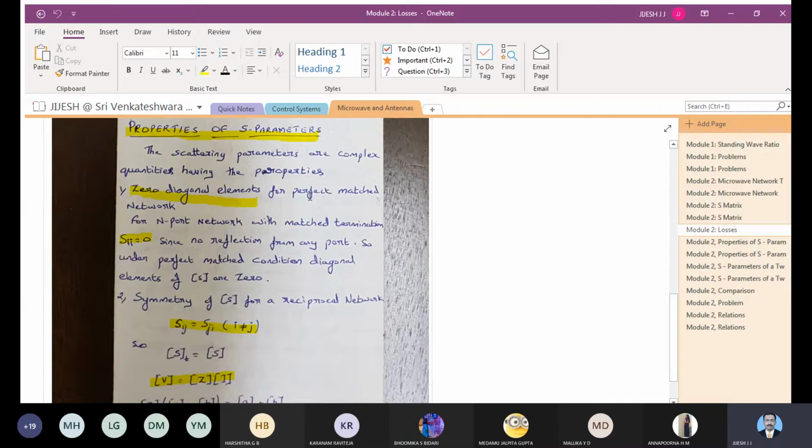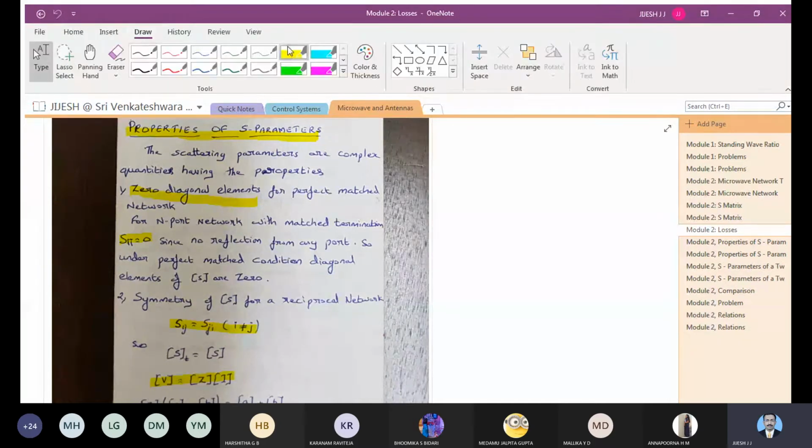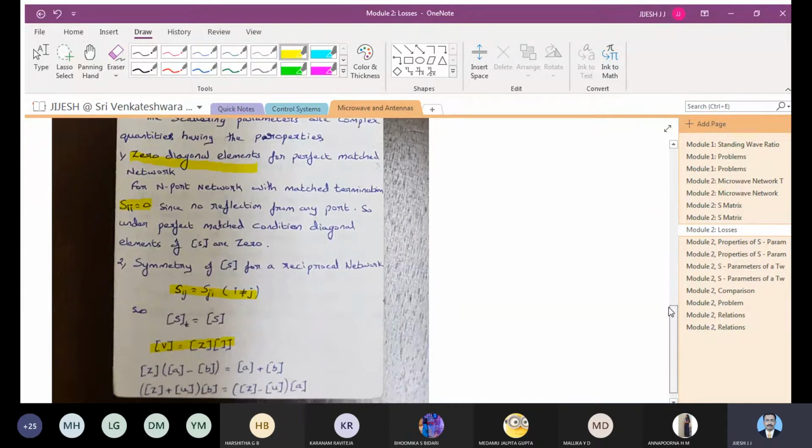The first property is zero diagonal elements. We have already discussed those things in the previous class. You know that wherever the diagonal elements are there, it is taken to be zero. All the diagonal elements will be S11, S22, S33, S44, etc. So what the first property says is: when you have an n-port network with matched termination, you have Sii is equal to 0. That is what we have studied in the previous class. So all of you have completed that, and we had just started the second property as well.